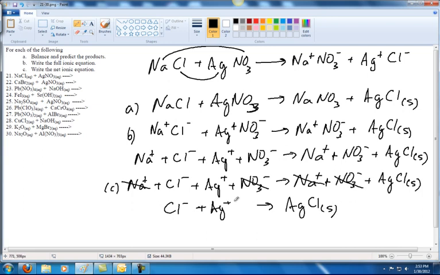And again, it's just a reaction that forms the solid here. And you could write it either as Cl minus plus Ag plus or Ag plus plus Cl minus. It isn't going to matter. But that is the final net ionic equation for number 21.